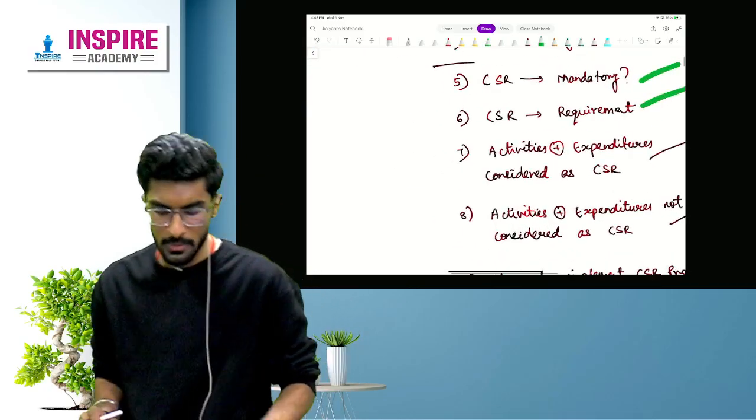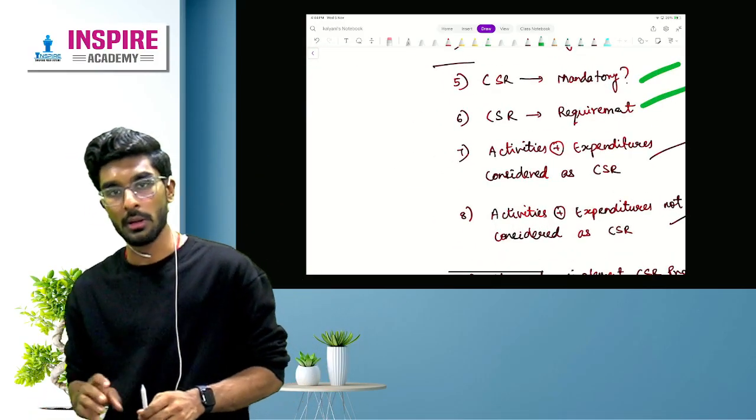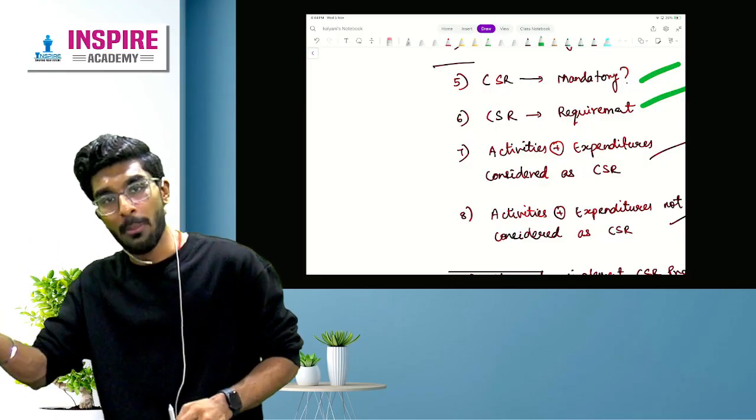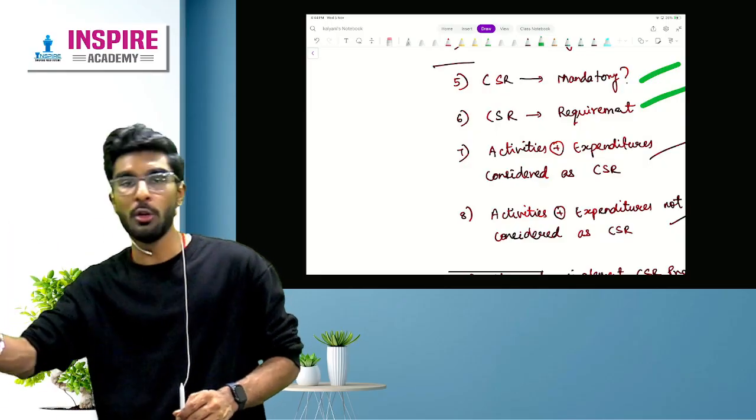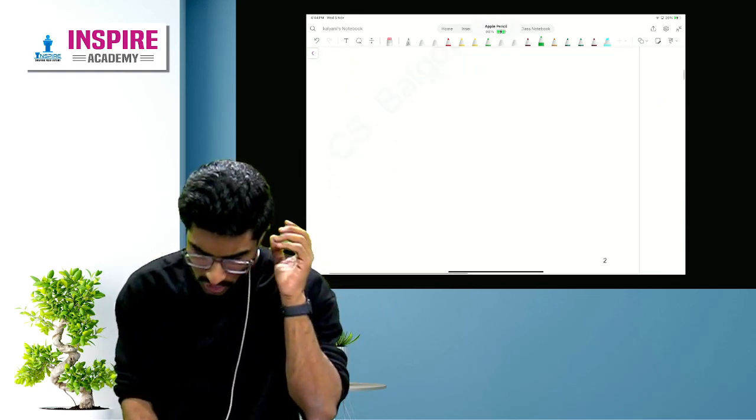Now we are going to understand which activities, or whenever we are spending CSR amount, when that activity will actually be called CSR. People, before that I will tell you a small short story.